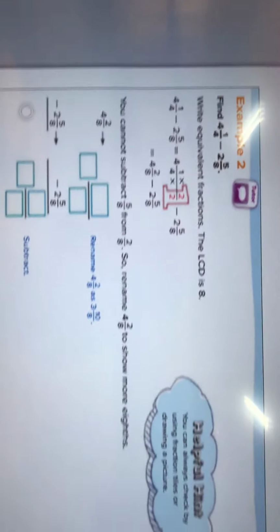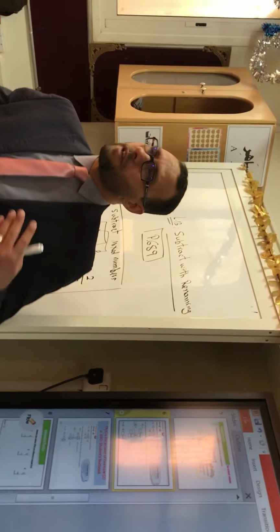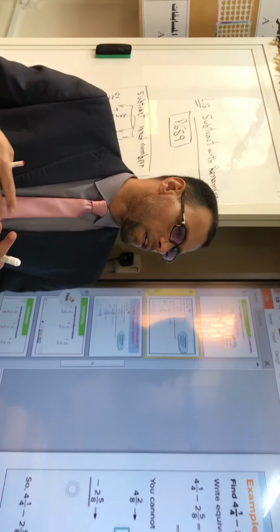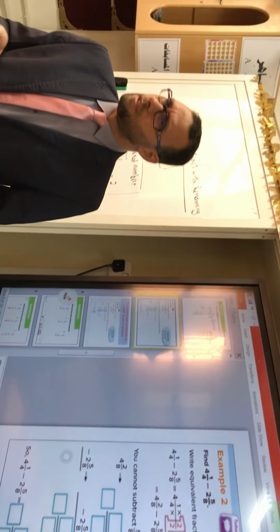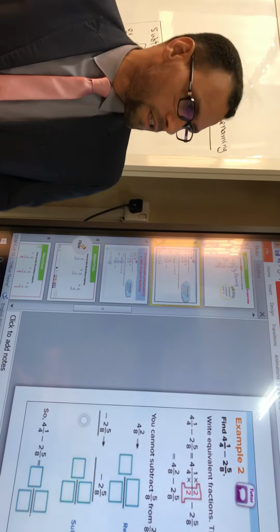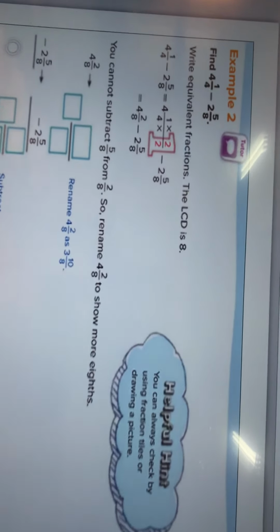Anyone else? Can 4 become 8? Any number multiplied by 4 gives us 8. Someone else? I hear someone say 4 times 4. No. 4 times 4 is not 8. 4 times 4 is 16. 4 times what equals 8? Yes, 4 times 2.